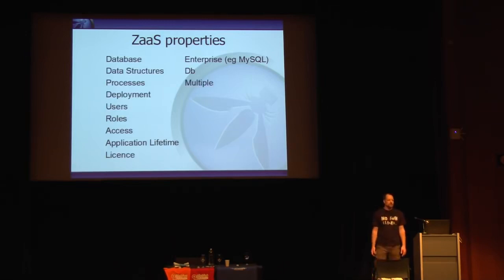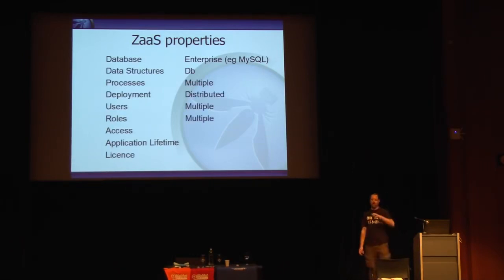We want multiple processes. We want that to be distributed. We want multiple users and multiple roles, so a hierarchy of roles within ZAP, so different people can have different permissions and different target applications. The access will be via a web UI as well as the API. So that's going to be a big change for us. And the application lifetime. This is the big one.